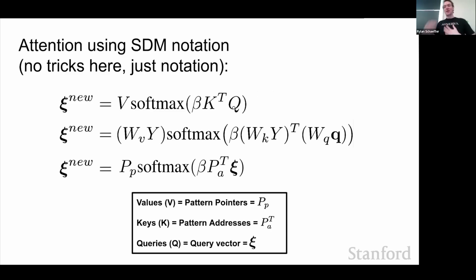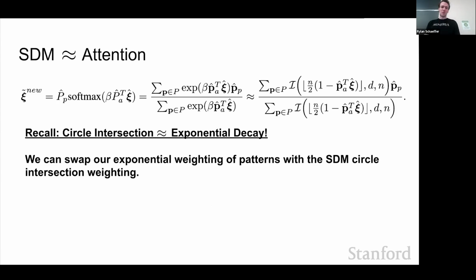And so, to mathematically show this now, on this slide, I'm not using any tricks. I'm just rewriting attention using the SDM notation of patterns and queries. So this little box down here is doing that mapping. And this is the money slide, where we're updating our query. On the left, we have our attention equation written in SDM notation. We expand our softmax. And then the main statement is that this is closely approximated if we swap out our exponential with the SDM circle intersection equation.